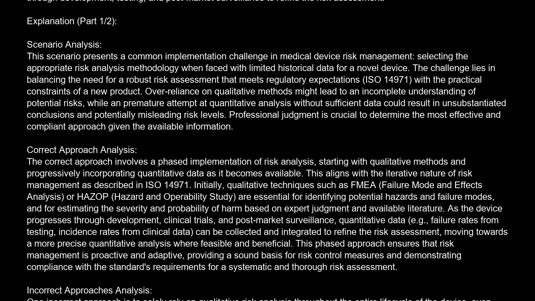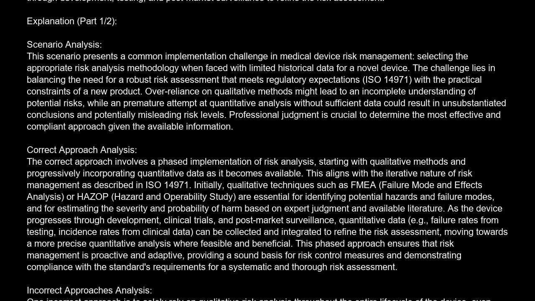This aligns with the iterative nature of risk management as described in ISO 14971. Initially, qualitative techniques such as FMEA (failure mode and effects analysis) or HAZOP (hazard and operability study) are essential for identifying potential hazards and failure modes, and for estimating the severity and probability of harm based on expert judgment and available literature. As the device progresses through development, clinical trials, and post-market surveillance, quantitative data, e.g., failure rates from testing, incidence rates from clinical data, can be collected and integrated to refine the risk assessment, moving towards a more precise quantitative analysis where feasible and beneficial.